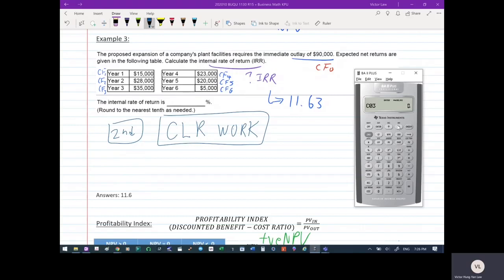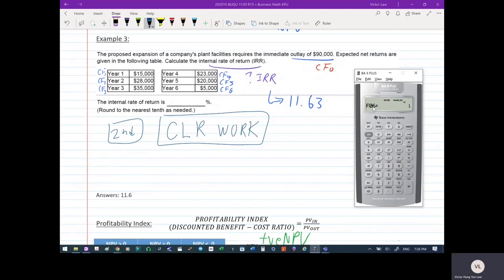Then we go to cash flow 3, which is the 35,000 in year 3. So 35,000 in year 3, and then frequency is 1. So F03 is 1, and then cash flow 4 is 23,000. Enter, and then we go down to frequency. Frequency is 1, and then we go to cash flow 5. Cash flow 5 is year 5, and then enter, and then go down. Frequency is 1, and then we go to cash flow 6. Cash flow 6 is $5,000. Enter, and then we go down.